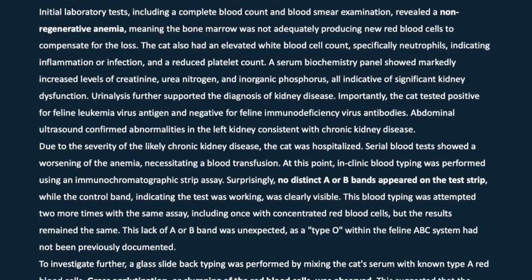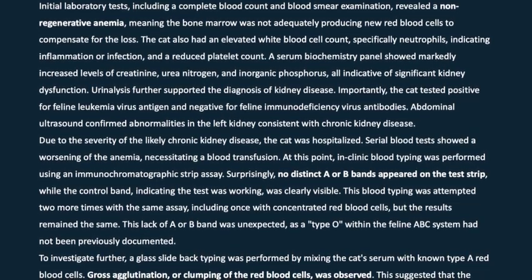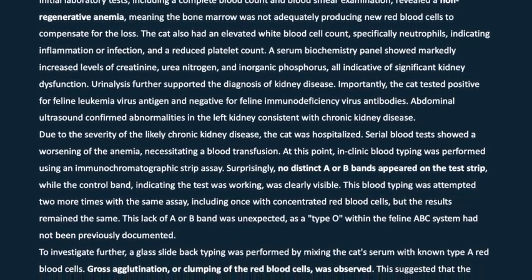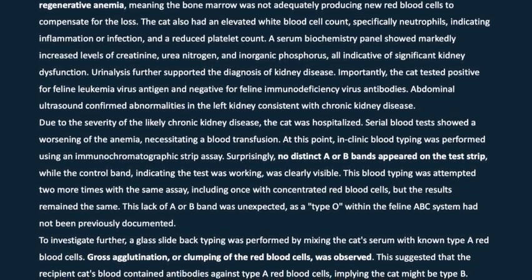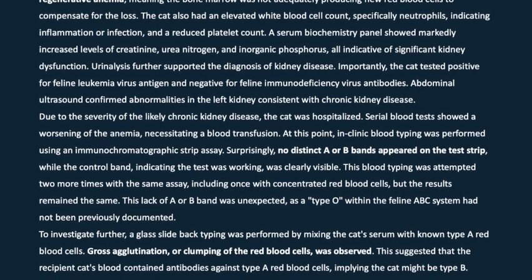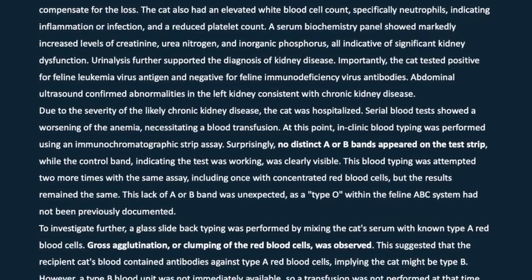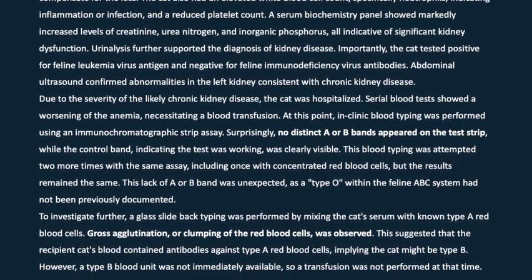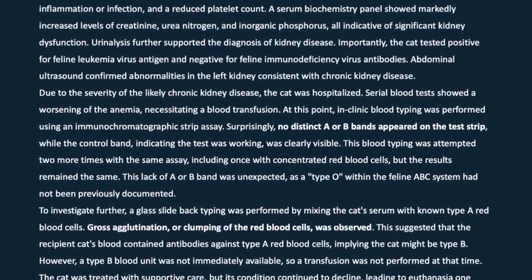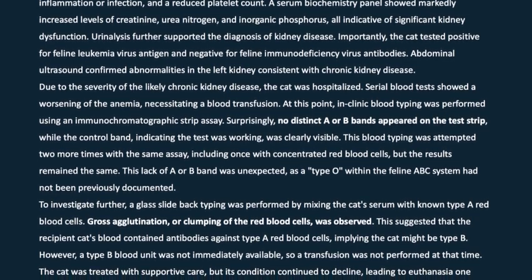Importantly, the cat tested positive for feline leukemia virus antigen and negative for feline immunodeficiency virus antibodies. Abdominal ultrasound confirmed abnormalities in the left kidney consistent with chronic kidney disease. Due to the severity of the likely chronic kidney disease, the cat was hospitalized. Serial blood tests showed a worsening of the anemia, necessitating a blood transfusion.